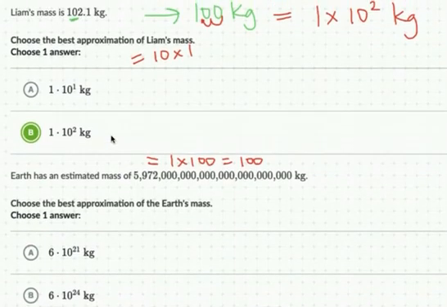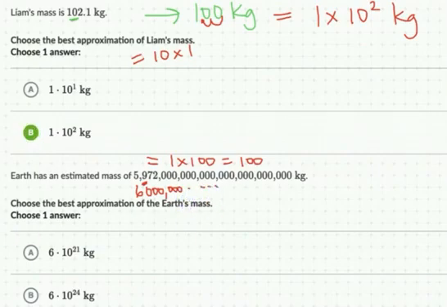For the second one, Earth has an estimated mass of, I don't even know how to read that number. That is way too big, but that makes a lot of sense, right? Because the Earth weighs a lot, so it's going to have a huge mass. So we're going to use these two answers to pick the best approximation. It should bump up to 6 because 9 is 5 or more, so we're going to let it soar. So it becomes 6 and all these zeros.